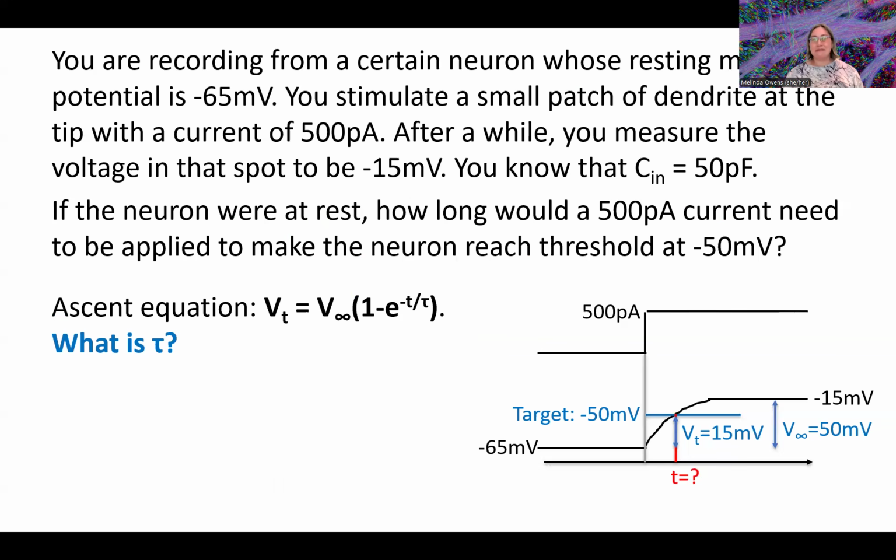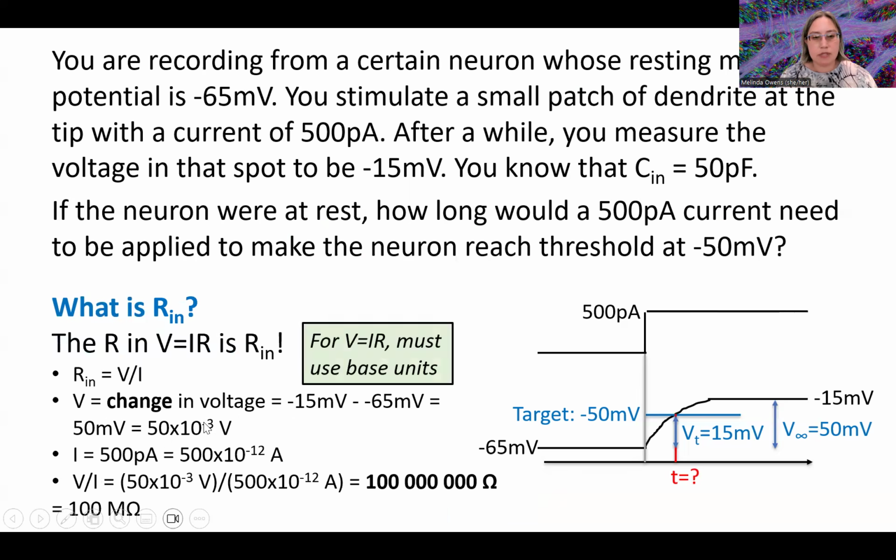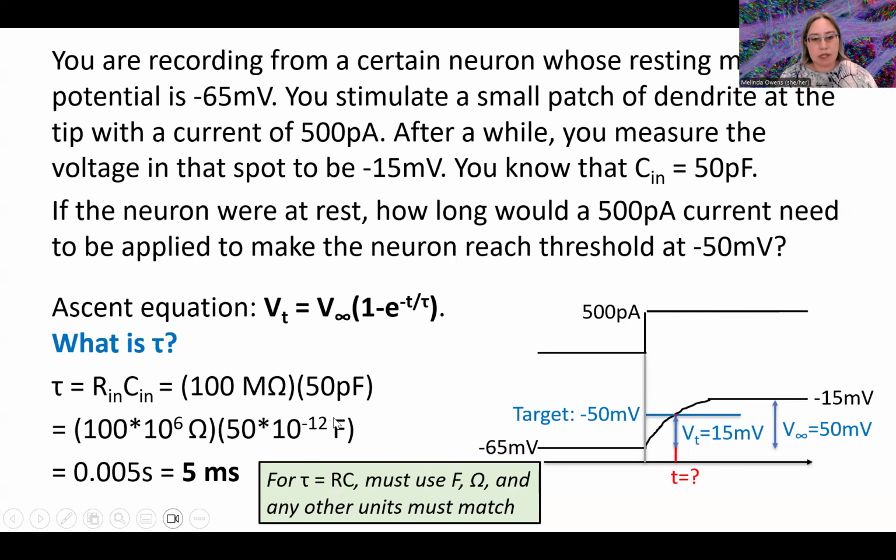What's tau? Okay, the time constant, going back to the equation we're using, is the input resistance times the input capacitance. So we can plug in the input resistance and the input capacitance. But wait, because we're multiplying things together that are fundamentally different kinds of units, we need to convert to the base unit. So here, we convert to ohms, which is what you just calculated, and then we convert the picofarads to farads, and that gets you 0.005 seconds.